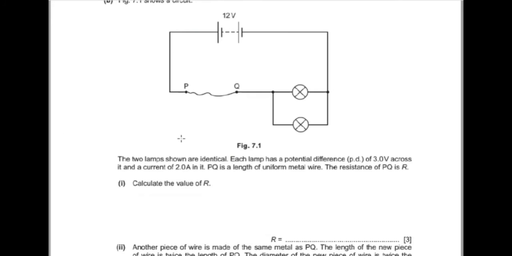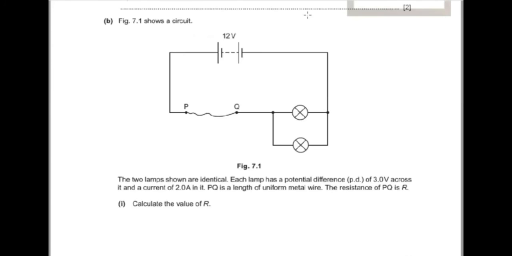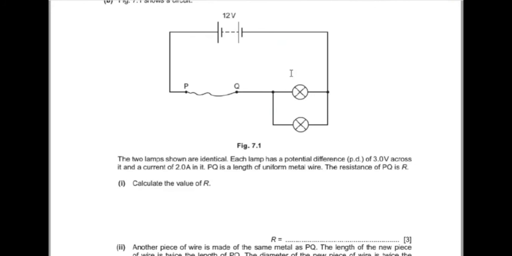Okay, so next, what is this? The R. Okay, 12, and so on. Each of the lamps gets 3V. So the PQ is 9V. Each lamp gets 2 ampere and 3 volt.